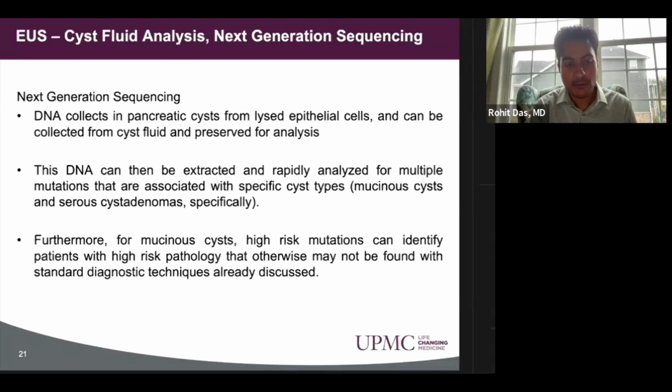And furthermore, for mucinous cysts, we also look for high-risk mutations that would identify high-risk pathology that otherwise would not have been found with the standard diagnostic techniques that we've already discussed. This test does have about a 7 to 10-day turnaround, and we do inform patients of that, that we're going to be in touch with you in a week or so, and then with these results, provide subsequent recommendations.